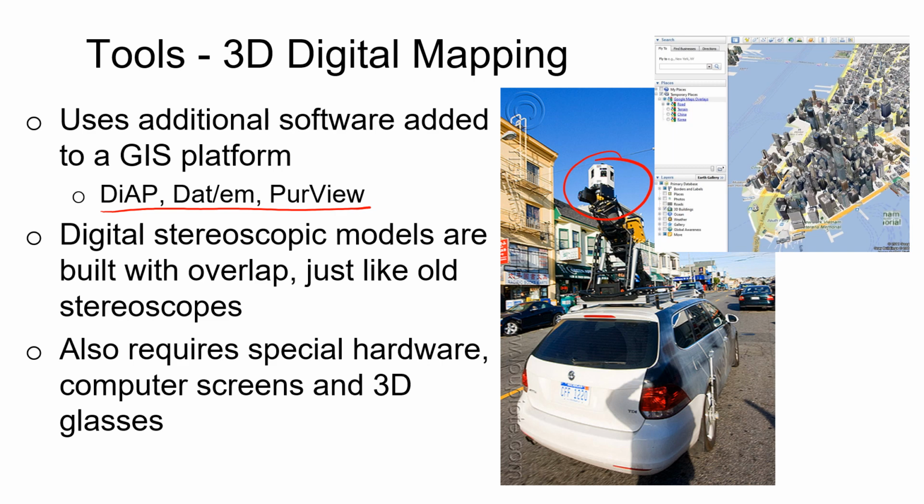Digital stereoscope models are built with overlap just like old stereoscopes, although now they require special hardware, computer screens, and 3D glasses to do this. But you've all used your smartphone to navigate somewhere or to look something up in Google Earth, and that's where that information is coming from, this 3D digital mapping.